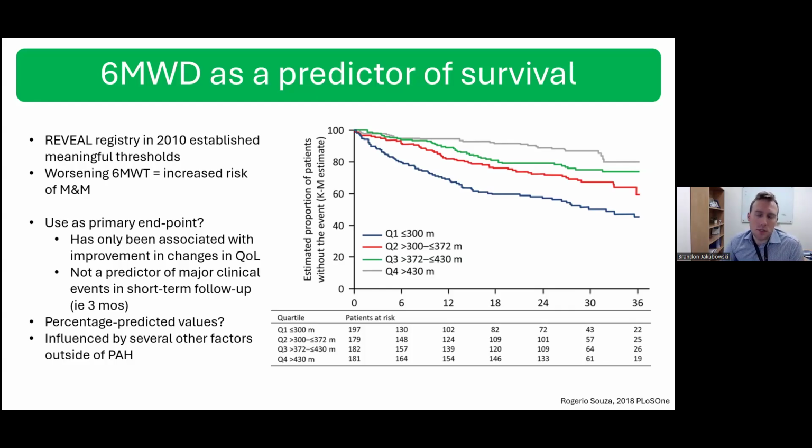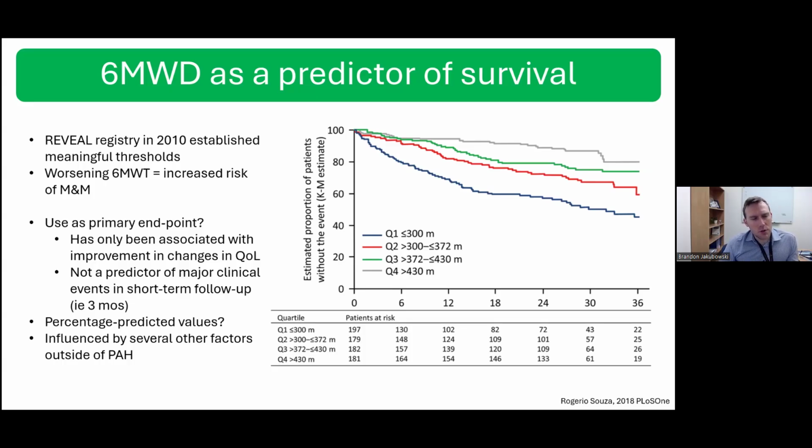Deterioration in 6-minute walk distance is associated with an increase of morbidity and mortality, though strangely, its improvement is not necessarily associated with better outcomes. We often use this as a primary endpoint in several clinical trials, but it's really only been associated with improvement in quality of life for patients. It's really not a predictor of major clinical events in the short term, and it really shouldn't be used as a valid surrogate endpoint for an outcome, despite its widespread use in today's literature.